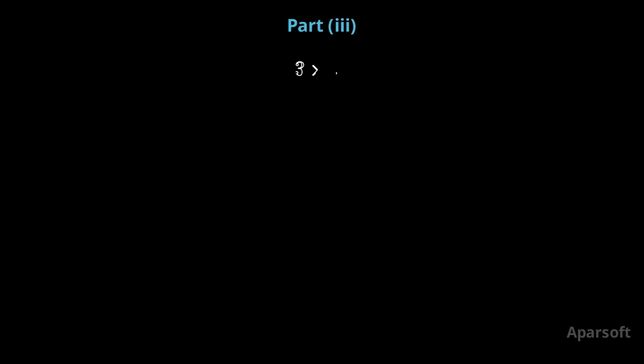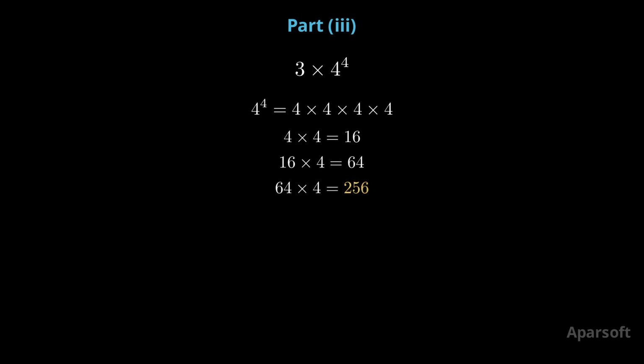Now, part 3. 3 times 4 to the power 4. Let us expand 4 to the 4th. That is 4 fours multiplied together. 4 times 4 is 16. 16 times 4 is 64. 64 times 4 once more gives 256. Now 3 times 256, that is 768.